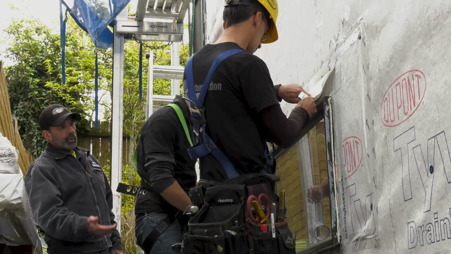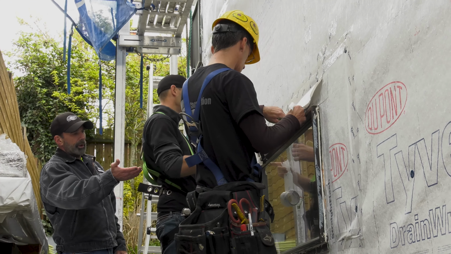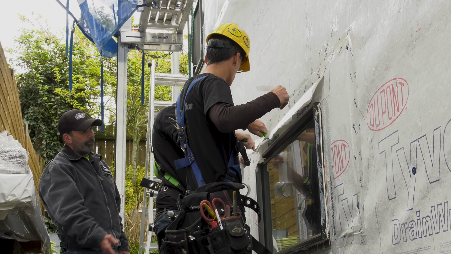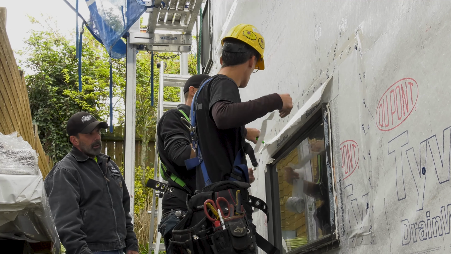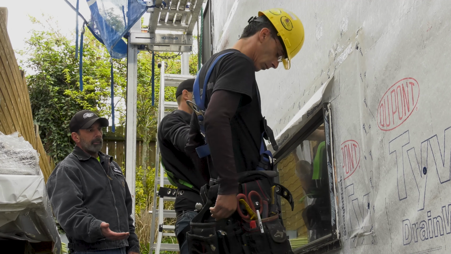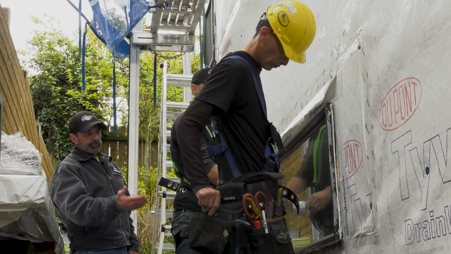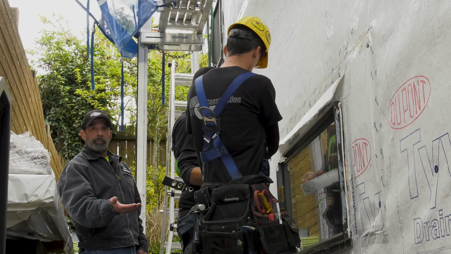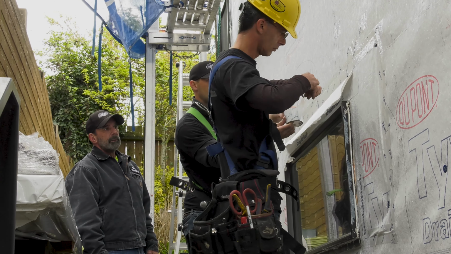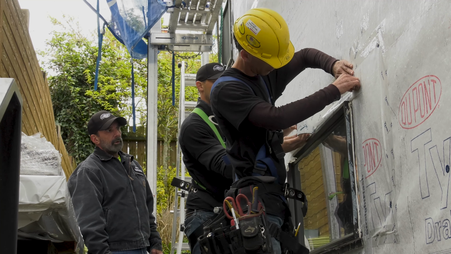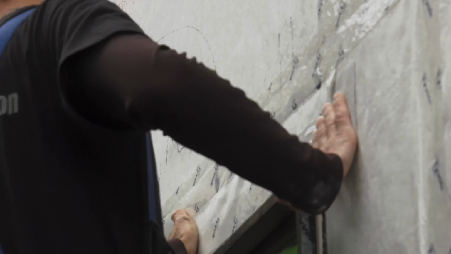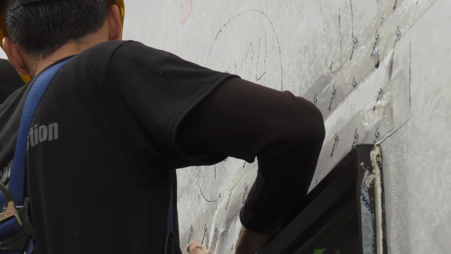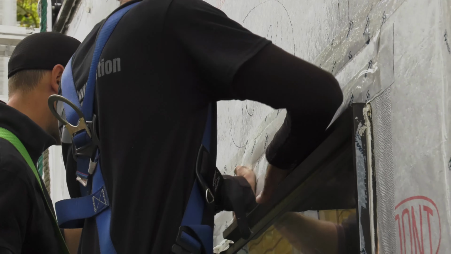So at this stage of the window install, we're installing the straight flash over the window flange and incorporating it into the weather barrier on the wall system. This is a very critical component. Everything must be done in the proper sequence to ensure the proper installation. So here our crew is performing a tape install with the weather barrier down over the window flange.